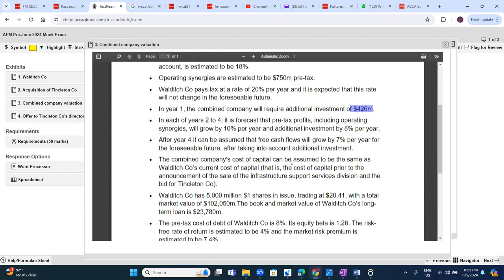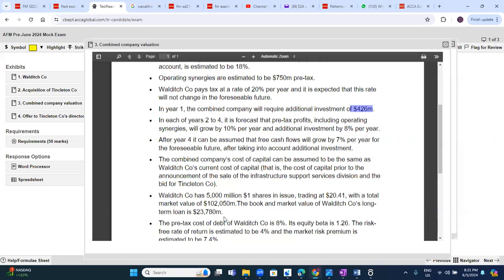The combined company cost of capital can be assumed to be the same as W company current cost of capital. That is the cost of capital prior to the announcement of the sale of the infrastructure sports service division and the bid for 10 company. So there are too many assumptions for this. Too many assumptions.